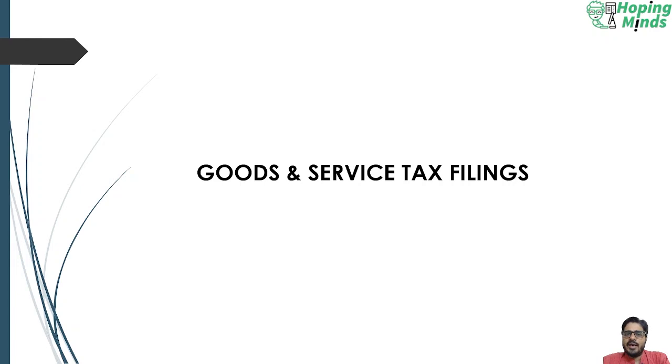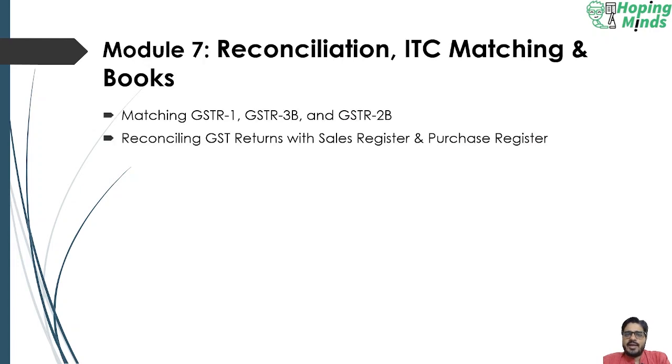So we have moved to our 7th module, and in this module we are going to cover the reconciliation, ITC matching and books matching. So in this module we will cover the matching of GSTR-1, GSTR-3B and GSTR-2B. In the next topic we will cover the reconciliation of GST returns with the sales register and the purchase register.